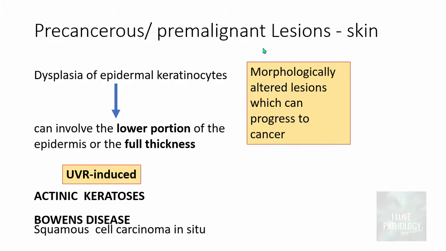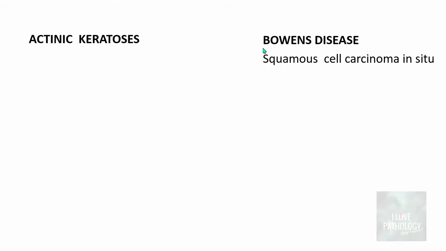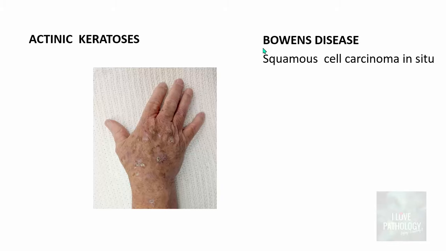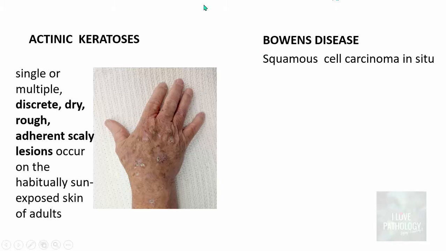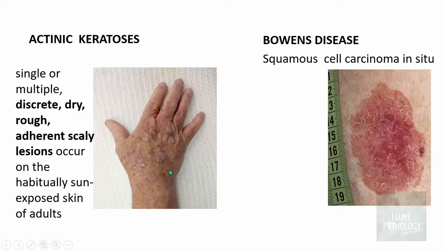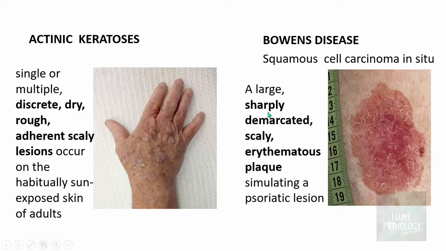Bowen's disease is also referred to as squamous cell carcinoma in situ. So let us see the differences between actinic keratosis and Bowen's disease. Clinically, actinic keratoses are single or multiple, discrete, dry, rough, adherent, scaly lesions. They occur in habitually sun-exposed skin of adults. Whereas Bowen's disease is a sharply demarcated, scaly and erythematous plaque, which simulates a psoriatic lesion.